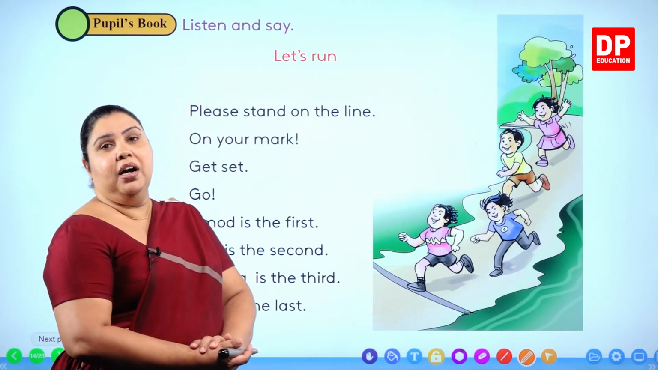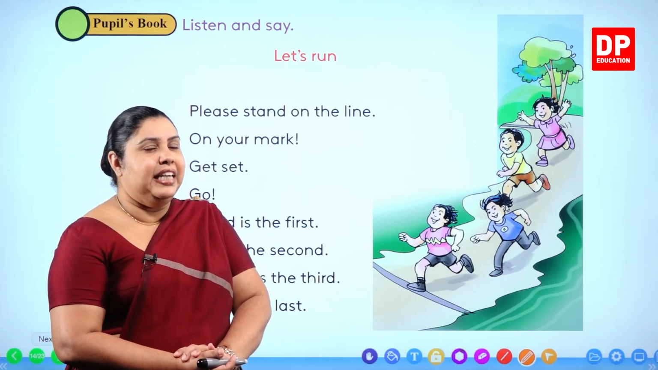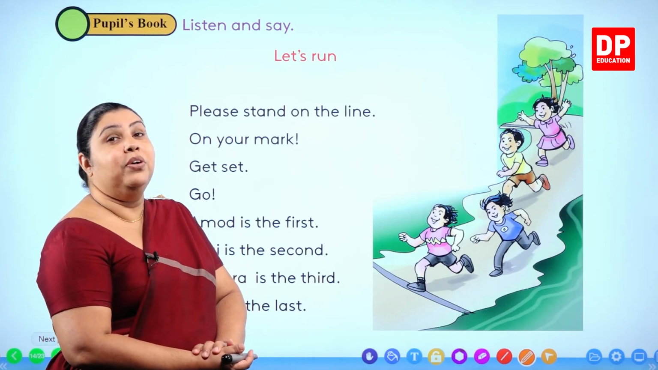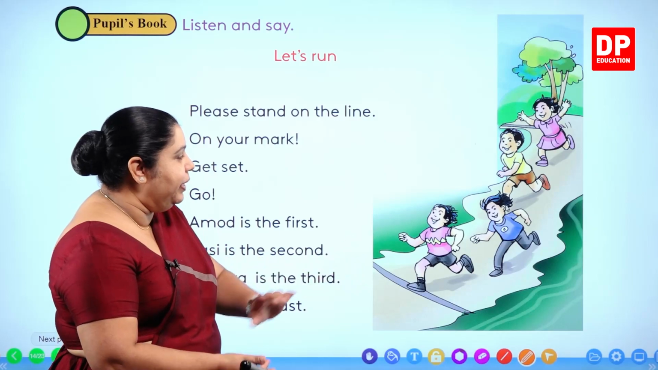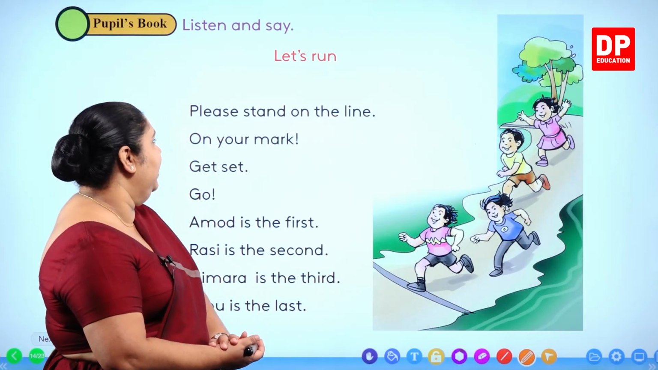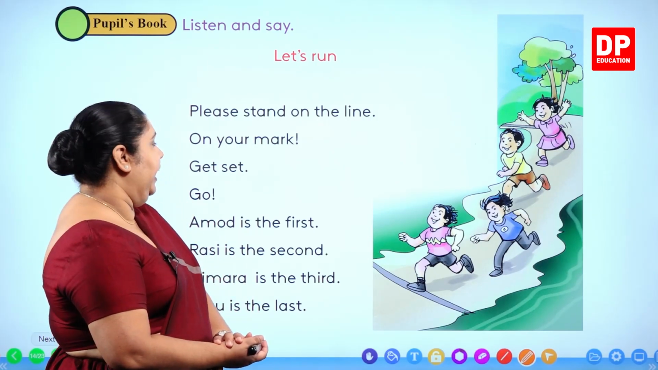On your mark. Now I hope you can see what we are going to talk about. We are going to talk about a race. Okay, let's run. Look at the picture. We are standing on a line and then we hear on your mark. Get set.